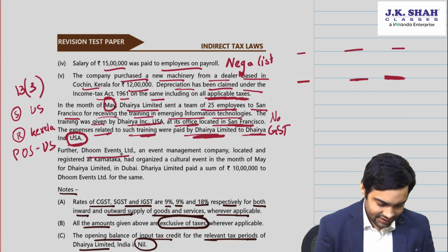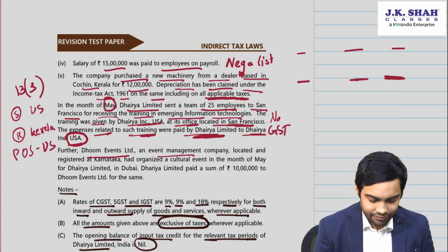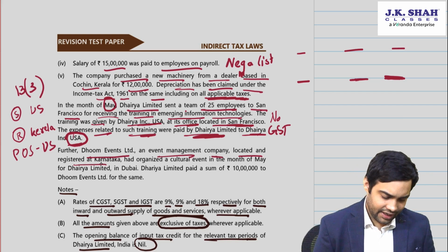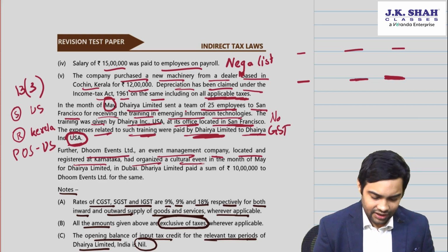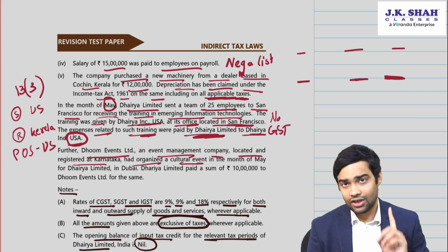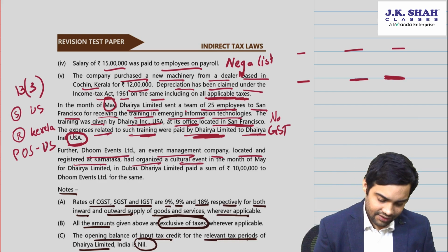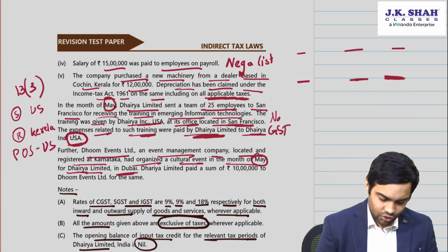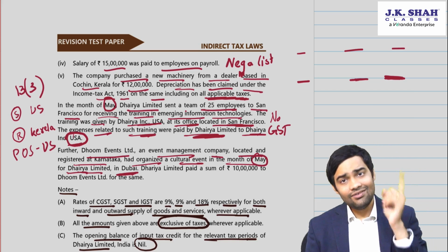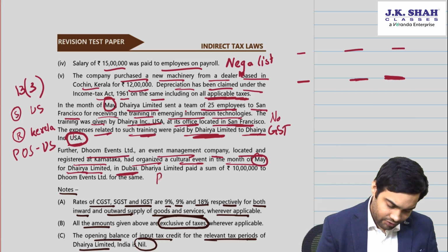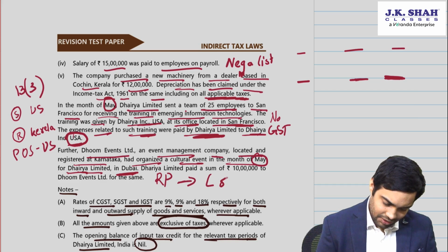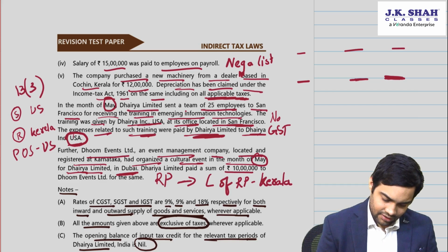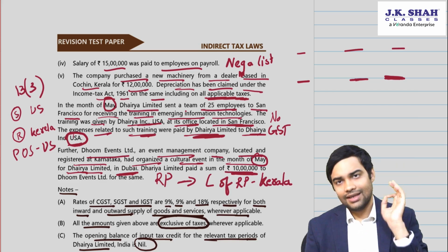Okay. Further, Dhoom Event Limited, an event management company located and registered in Karnataka, had organized a cultural event. Remember, it's not a business exhibition. Cultural event in the month of May, again May, so that will not be relevant for our computations, for Dharya Limited in Dubai. Now, even if the event is held outside India, when you are providing service to a registered person, the place of supply will be location of registered person. So place of supply will be Kerala. 10 lakh is being charged. Whether GST will apply? The answer is yes.